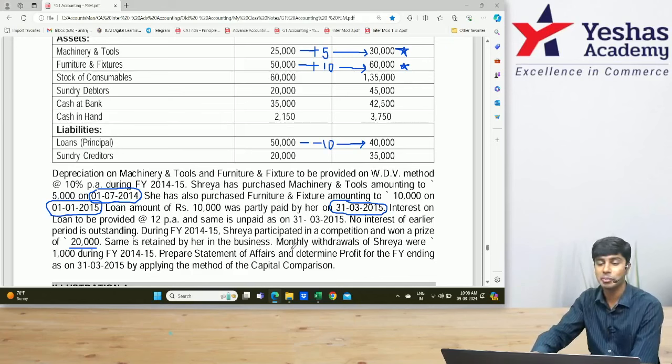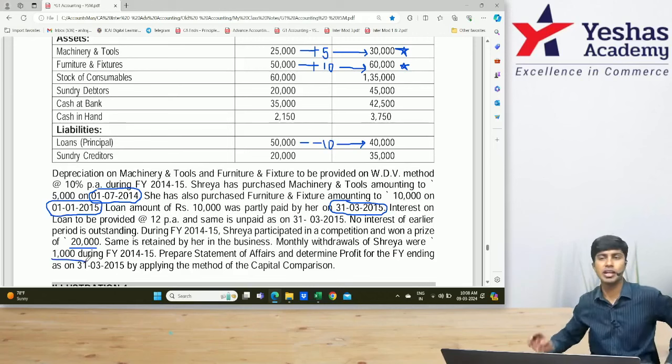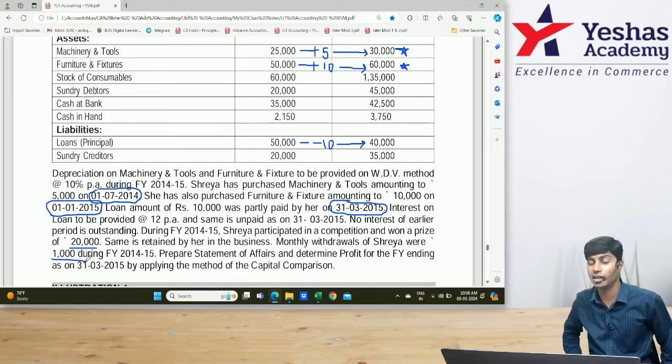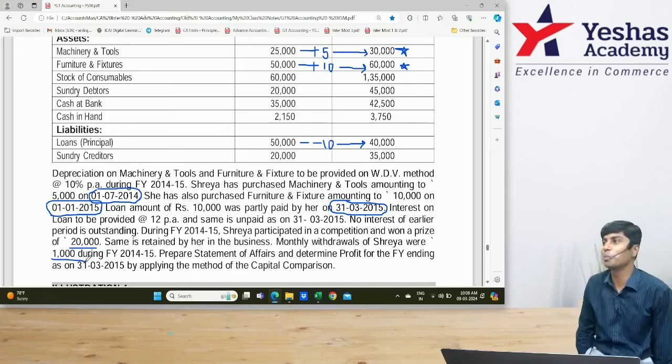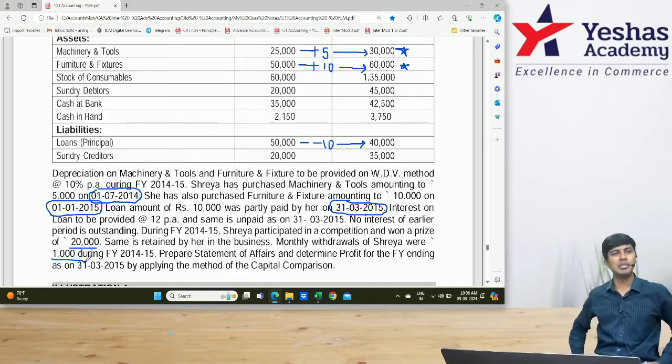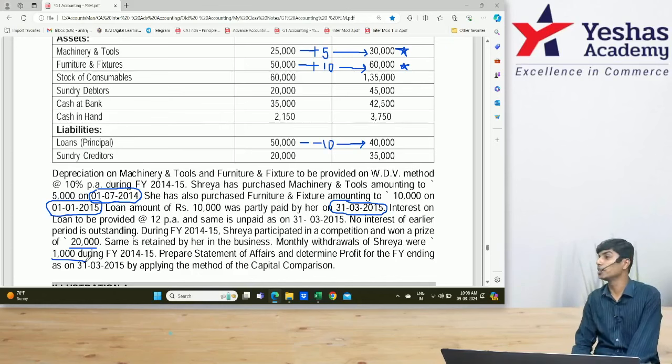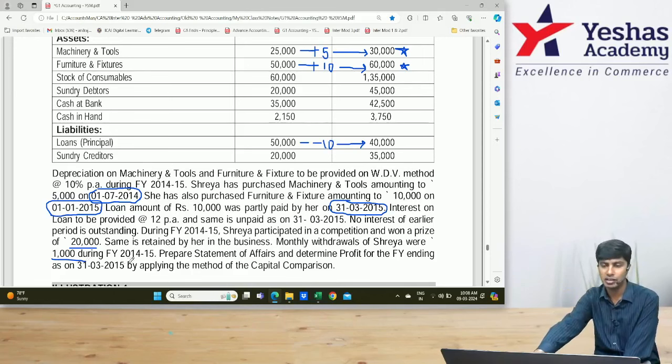Read further. Monthly withdrawal of Shreya was 1,000 rupees per month. How many months? 12 months. How much is it for 12 months? 12,000, drawings. Where would this be? Statement of profit. We add back drawings and deduct additional capital. After that, prepare a statement of affairs and determine profit.